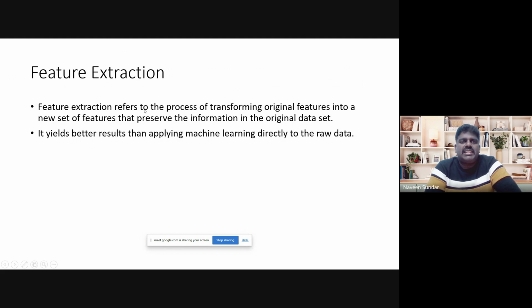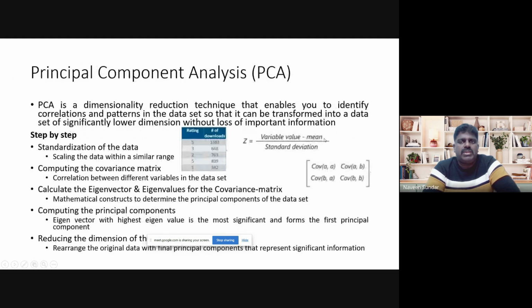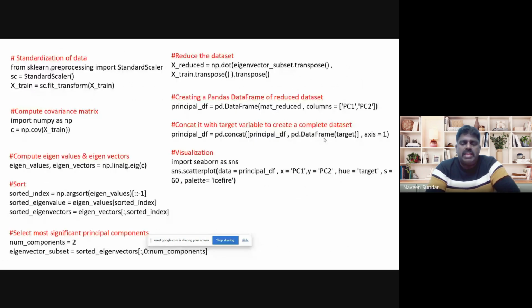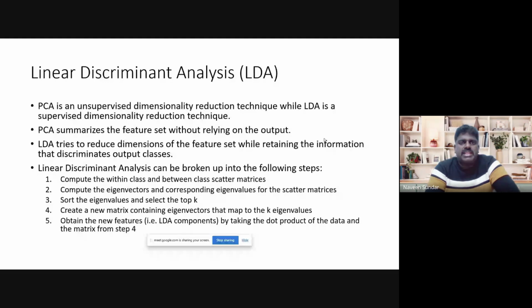Feature extraction refers to the process of transforming the original features into a new set of features that preserve the information in the original data set. So preserving the information, right? It also yields better results than applying machine learning directly to the raw data. That is the main thing. Here we are going for two analyses. One is PCA, principal component analysis, and the other one is LDA, linear discriminant analysis.